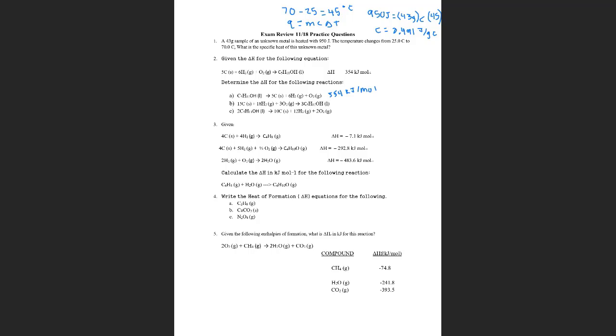Okay, what about B? How does B compare to the original equation? Times 3, correct. So all of the coefficients are multiplied by 3. What does that do to the delta H? It triples it. So what's our new delta H going to be when we triple it? Yes, it's going to be negative 1,062 kilojoules per mole.